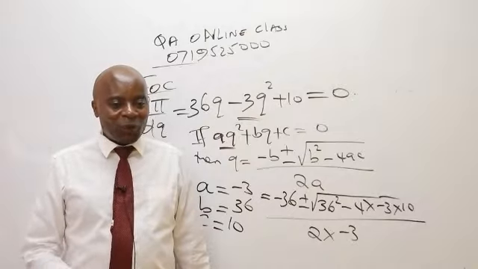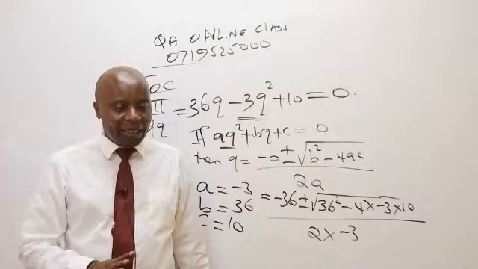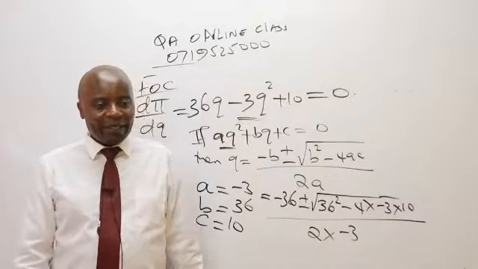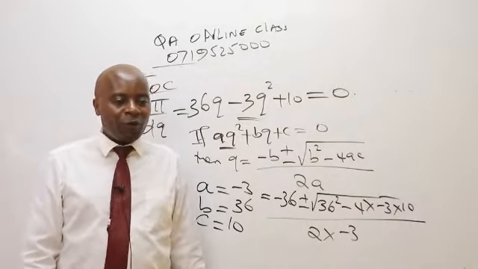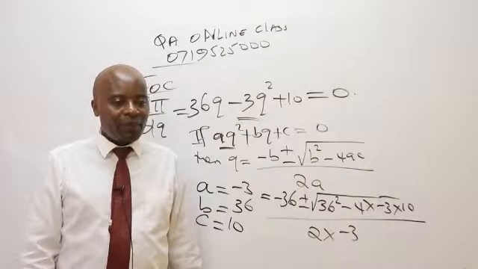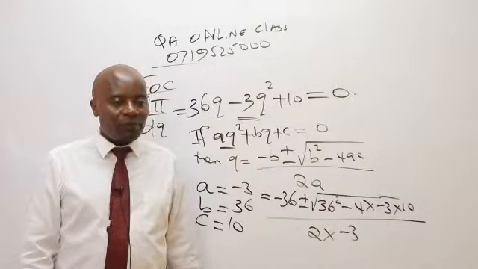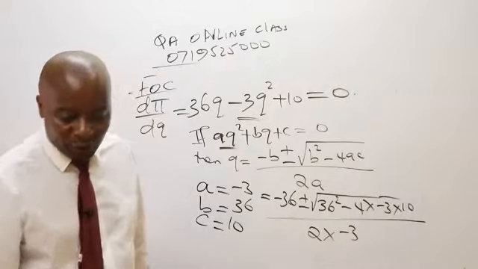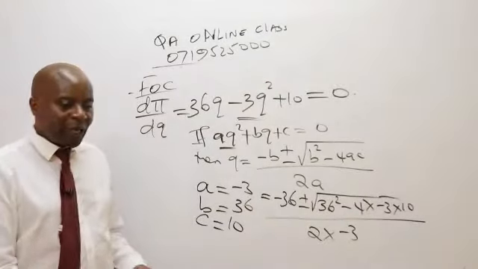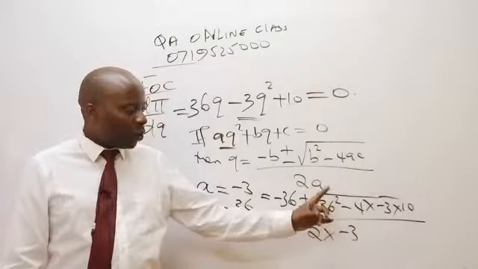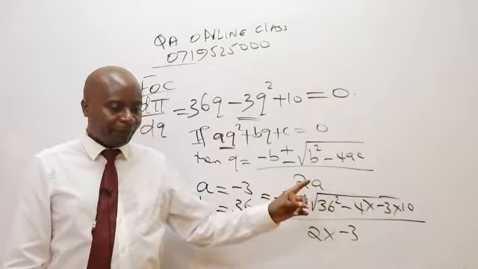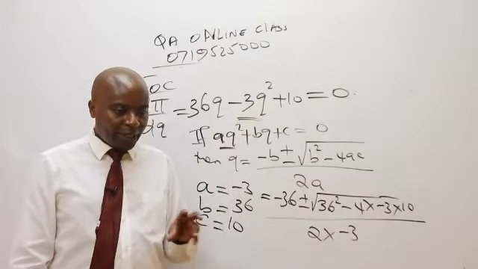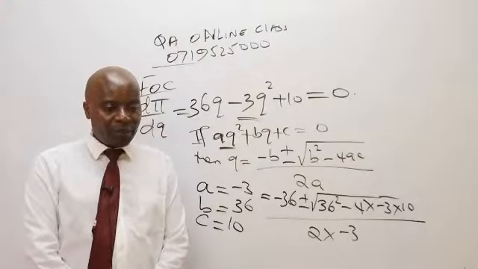Can somebody help me out as we finish this? I would want us to finish this at exactly 140, and then we agree on the way forward. Okay, so please, if you have a calculator, could you kindly give me this figure? 36 squared minus 4 times minus 3 times 10. Whatever you get there, that answer, simply give us the square root.